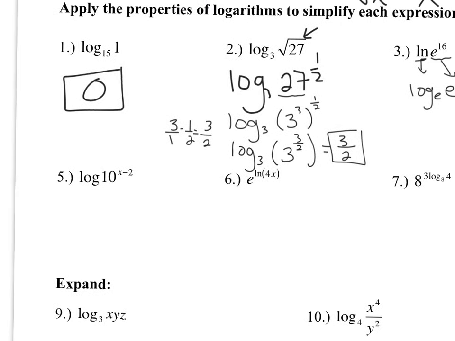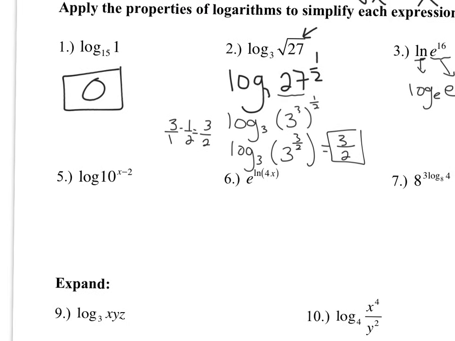Number 5. I put this one on here because a lot of times you forget that the base of a common log is 10. If it doesn't have an exponent or a base, then it is a base of 10. So we have a log base 10 of 10 to the x minus 2. So your answer is just x minus 2.